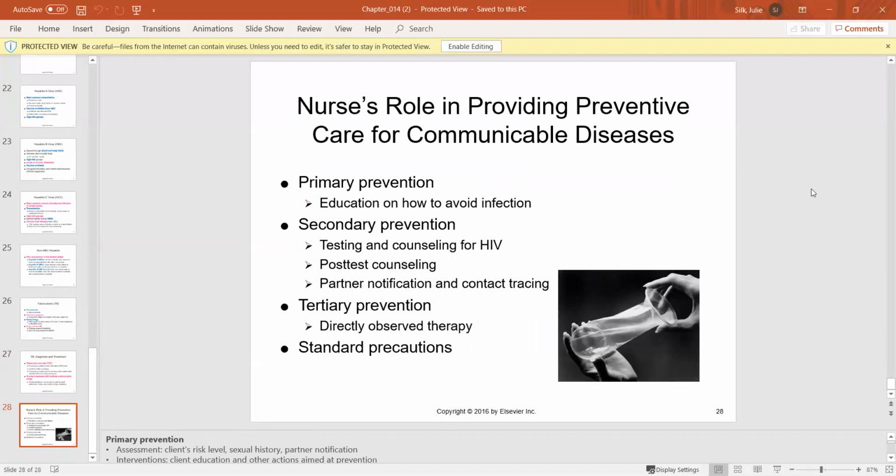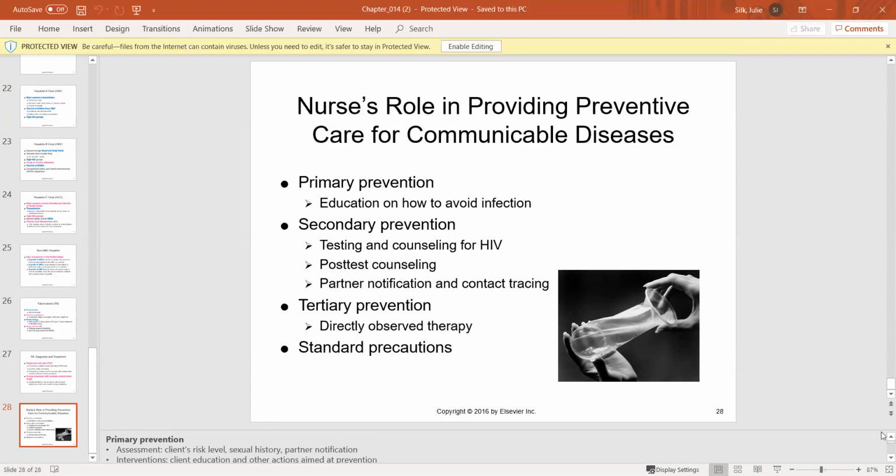Okay, so our role in providing preventative care for communicable diseases, again, prevention is really key. That's one of the primary things we do. Try to educate people about how to avoid the infection altogether. For secondary, we want to do testing and counseling for HIV, partner notification and contact tracing. And then tertiary, we want to do directly observed therapy and always use standard precautions.